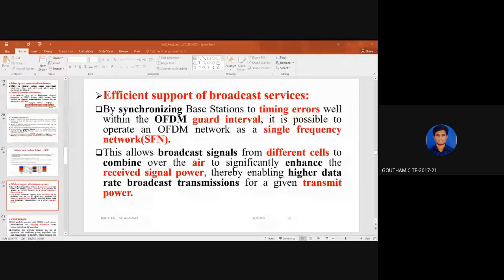It supports efficient broadcast services, and it enhances the number of users in a single channel. No, man, no. That is a technology. Channel dependent multi-user scheduling is a technology that does not come under OFDM advantages.